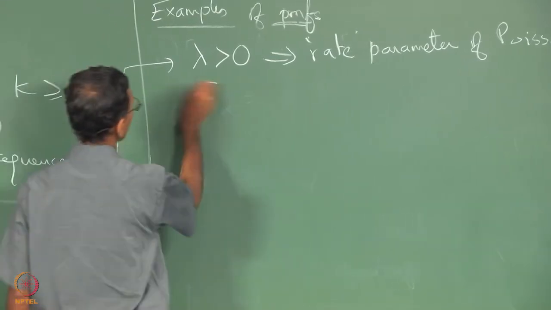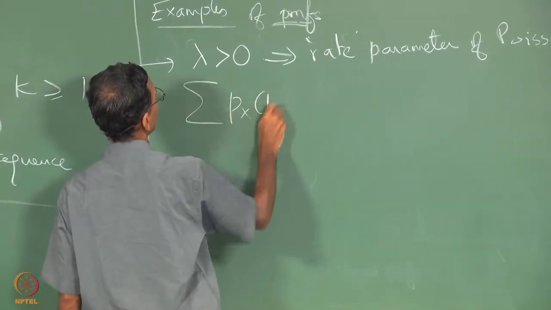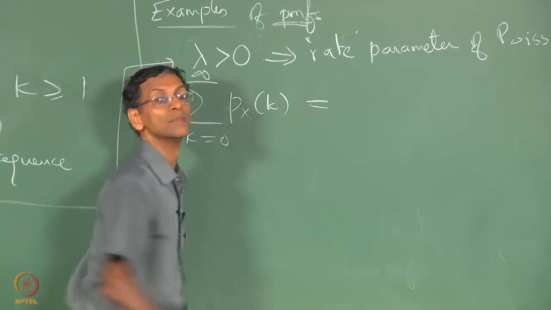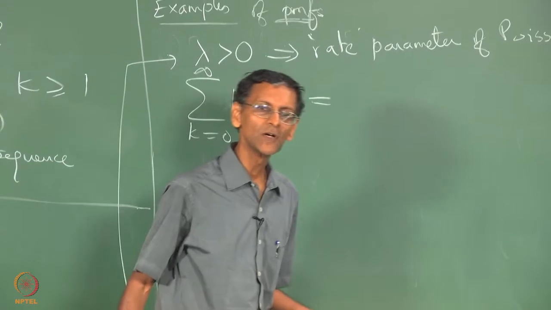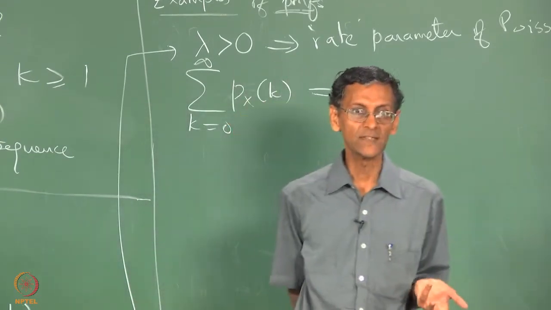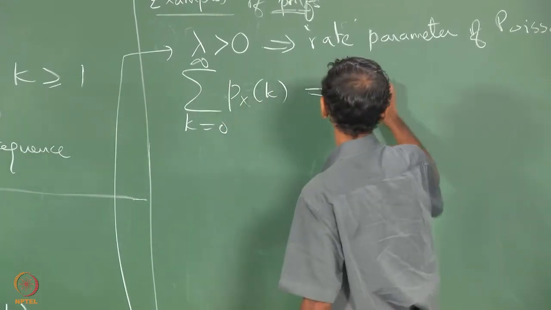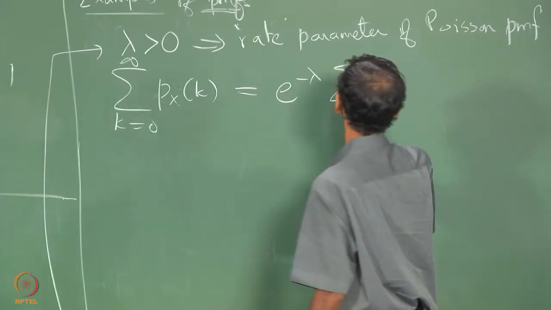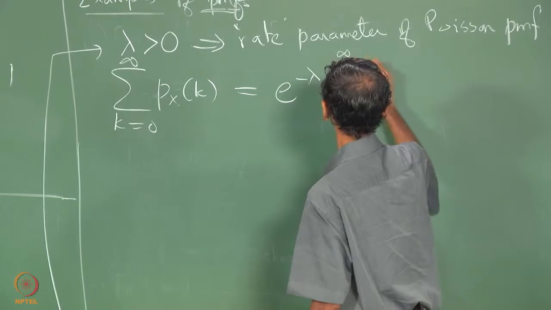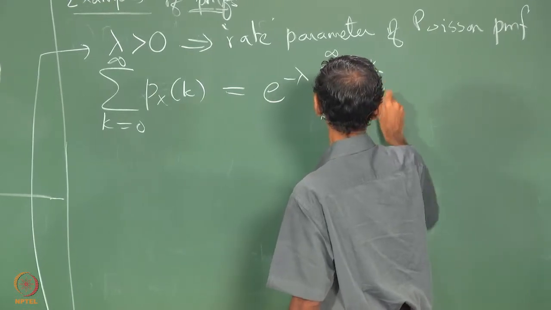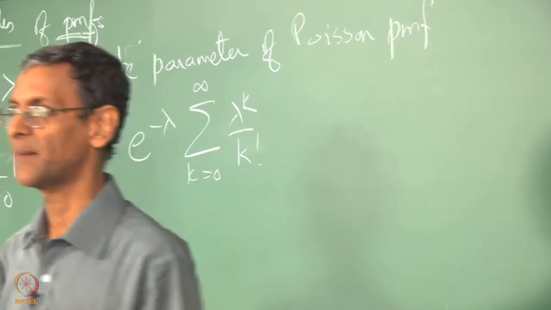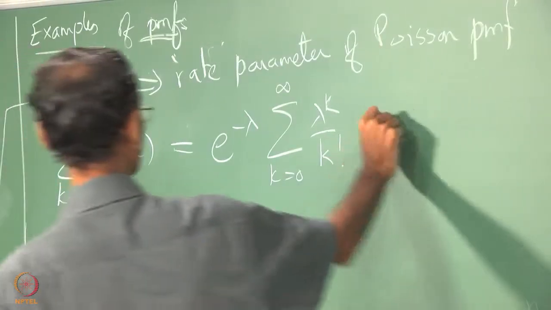But how do we ensure that this is going to happen? Why is it true? Because you have the exponential series. This e power minus lambda turns out to be the normalizing term, because the sum here, everybody knows from the Maclaurin series, must be e power plus lambda. So this is clearly unity.